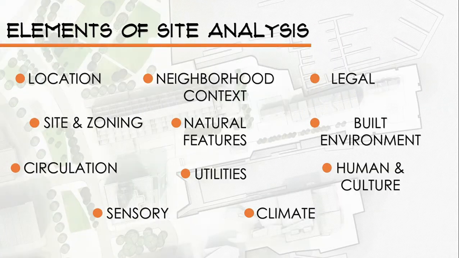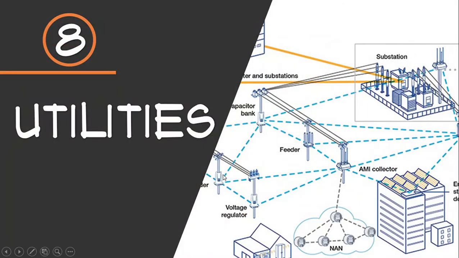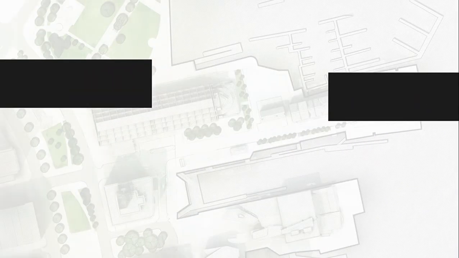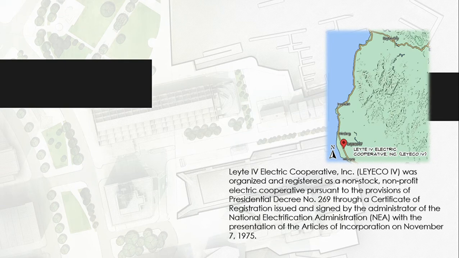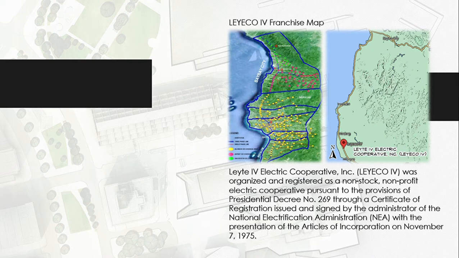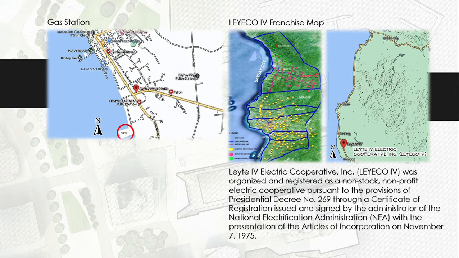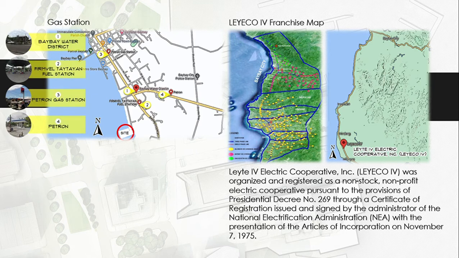The eighth element is the utility. Utility consists of any electricity, water, gas, sewer, and telephone services situated near the site. In Leyte, we have LEYECO, which is one of the sources of electricity in Baybay City. As you can see in the franchise map, Barangay Poblacion is one of the many barangays being supplied by the electricity of LEYECO. Also, the gas stations located near the site are Taytayan Fuel Station and Petron.